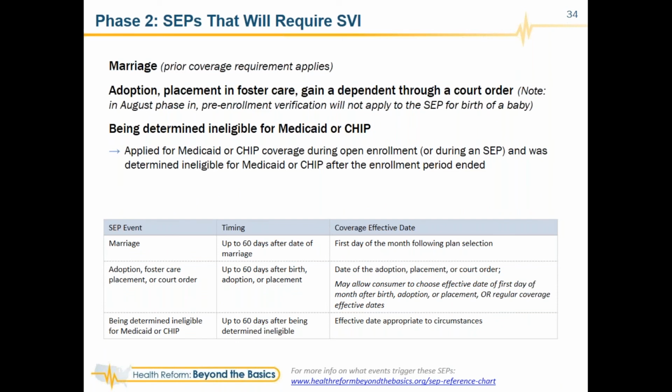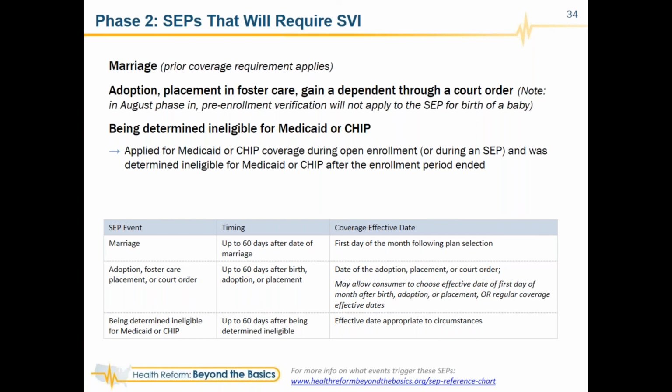I've mostly focused on phase 1 of the SVI implementation, but soon another phase will start in August, actually. It's very soon. People who attest to being eligible for another set of SEPs will begin to be required to complete SVI. In other words, another group of people are going to have to provide proof that they're eligible for an SEP before they can enroll in a plan.